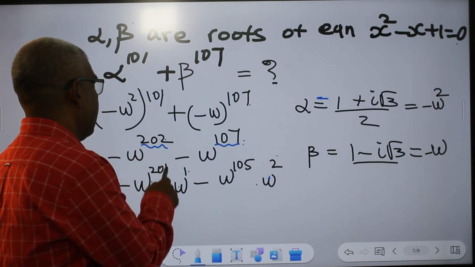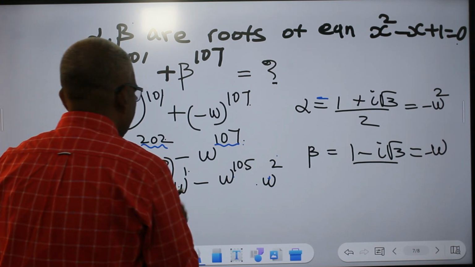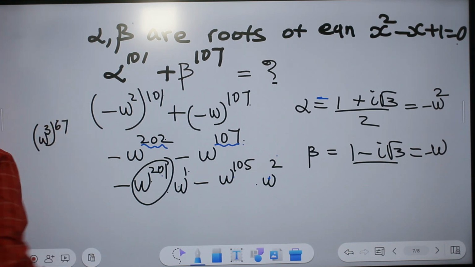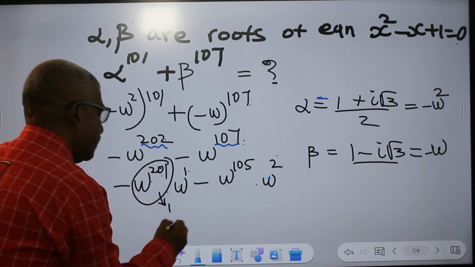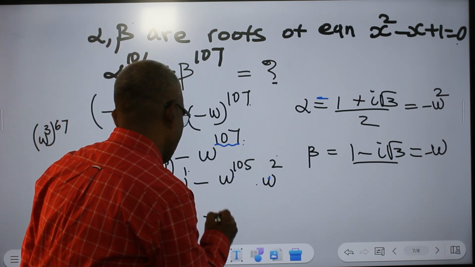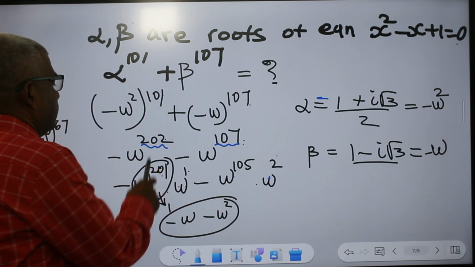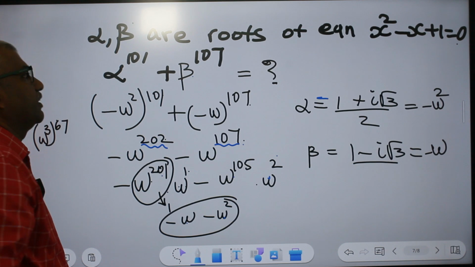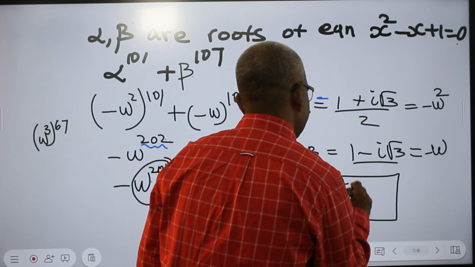Why am I splitting like this? Because 201 is a repetition of 3, it is divisible by 3. So 201 is nothing but omega cube power, and omega cube is 1, so this value is 1 only. So it is minus omega. Omega power 105 is 1 only, so minus omega squared. Got it? So alpha power 101 is minus omega, beta power 107 is minus omega squared. So the answer is minus omega minus omega squared.